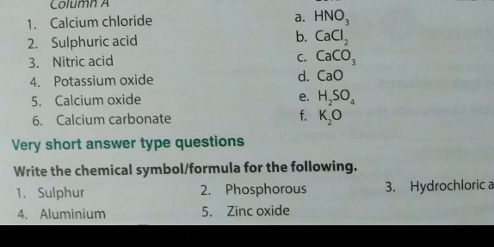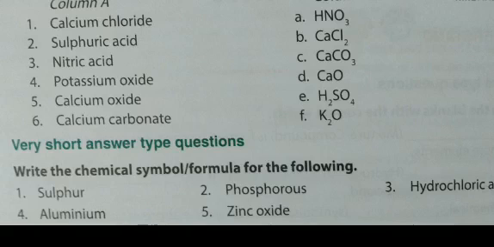Part C, page number 64. Match the following. Column A, part 1, calcium chloride. In column B, it will be part B, CaCl2. Column A, part 2, sulfuric acid. It will be column B, part E, H2SO4. Column A, part 3, nitric acid. It will be column B, part A, HNO3.